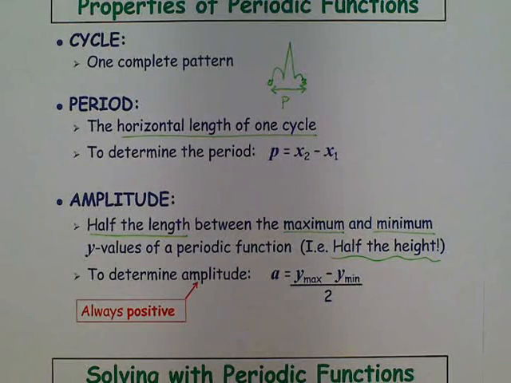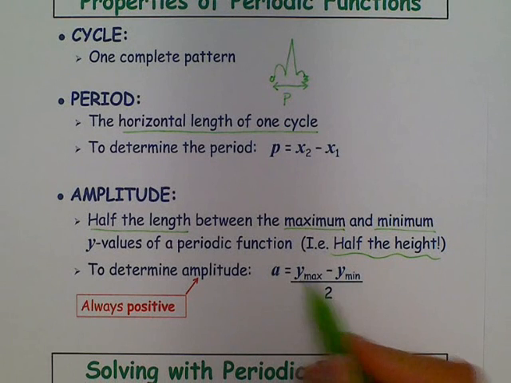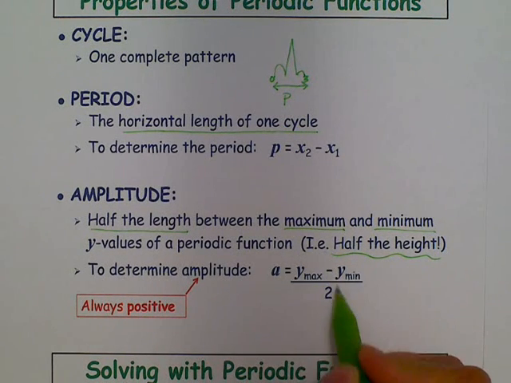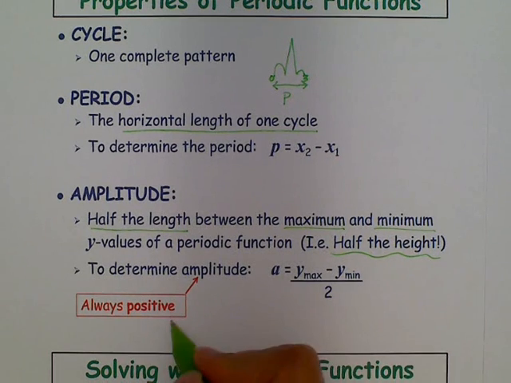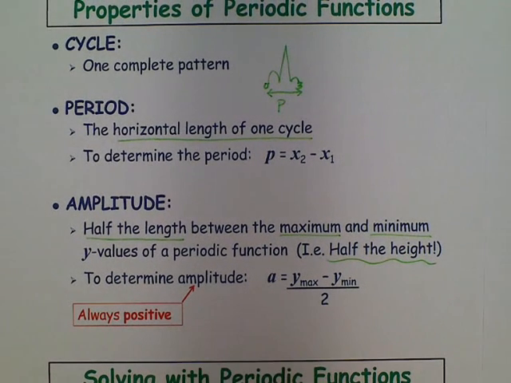There's a little formula here that you can use, and the formula looks like y max minus y min, so that'll give you the height of the graph, and half that height means you're just going to divide it by 2, and that'll give you the amplitude. Now because amplitude looks at half the height of the graph, it's always going to be a positive number, so keep that in mind. When you are looking at amplitude, it's always a positive number.